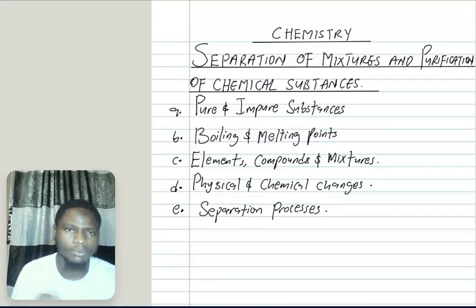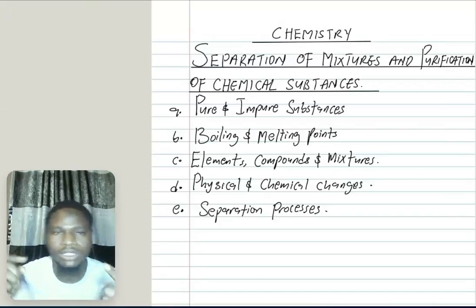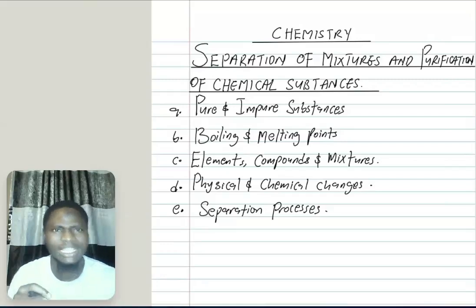Good. Now, you have to learn about pure and impure substances. This one is about the broad categories into which matter is divided. They are broadly divided into what? Pure and impure substances. So you have to understand the concepts and the properties of pure and impure substances.